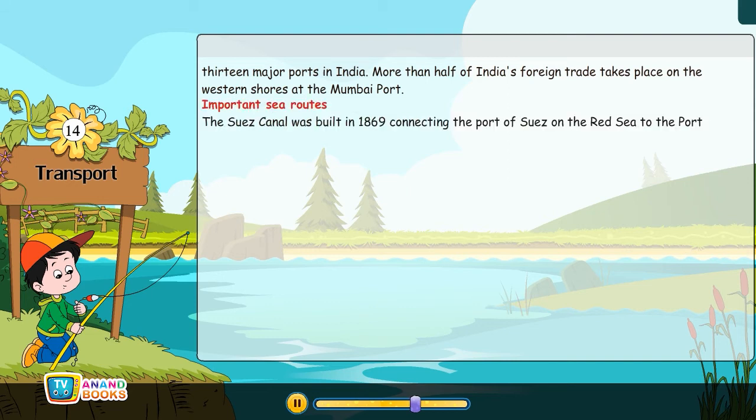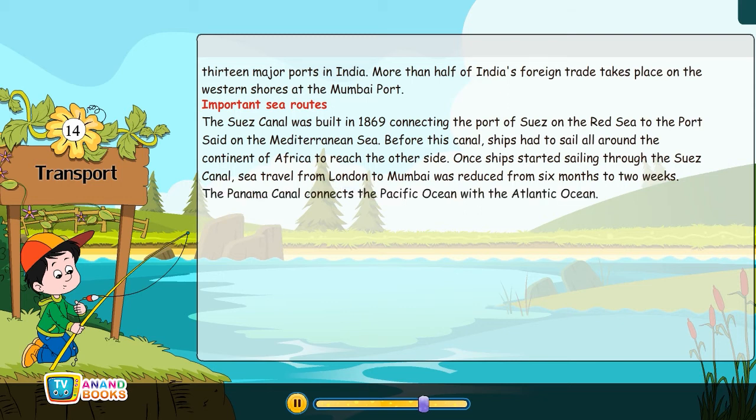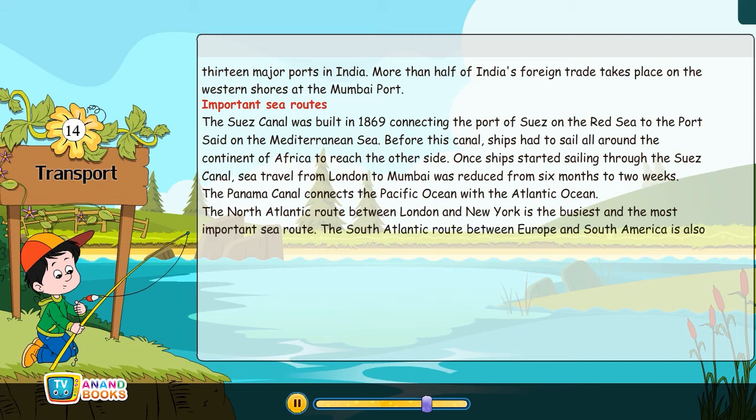Important sea routes. The Suez Canal was built in 1869, connecting the port of Suez on the Red Sea to the port of Said on the Mediterranean Sea. Before this canal, ships had to sail all around the continent of Africa to reach the other side. Once ships started sailing through the Suez Canal, sea travel from London to Mumbai was reduced from 6 months to 2 weeks. The Panama Canal connects the Pacific Ocean with the Atlantic Ocean. The North Atlantic route between London and New York is the busiest and the most important sea route.